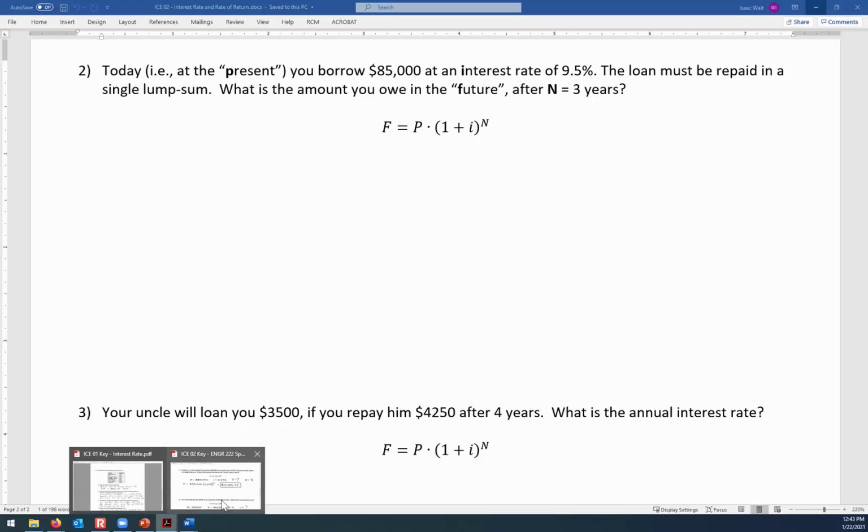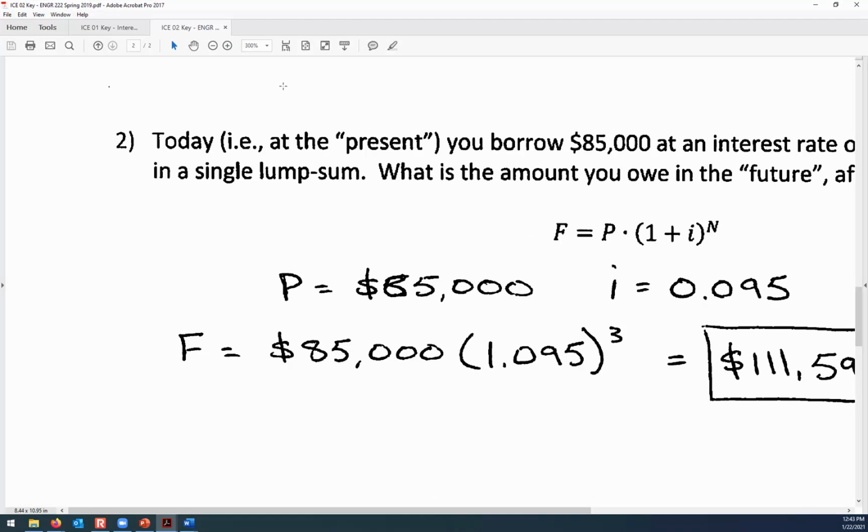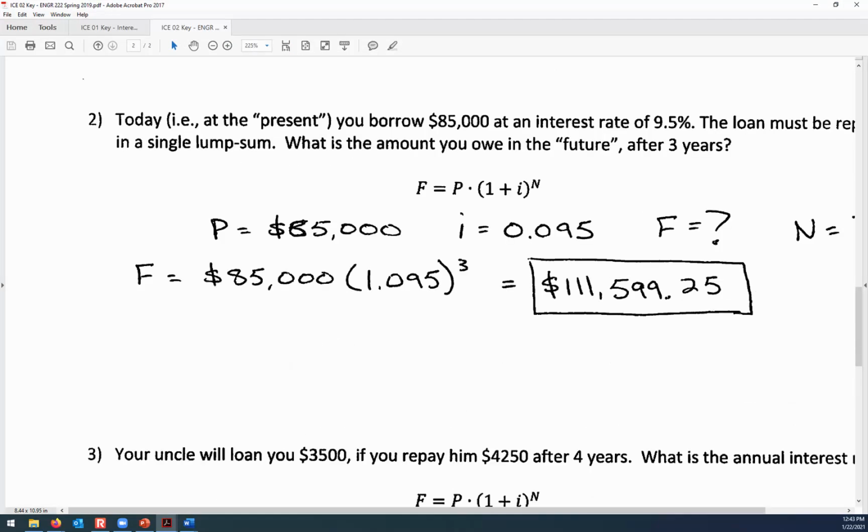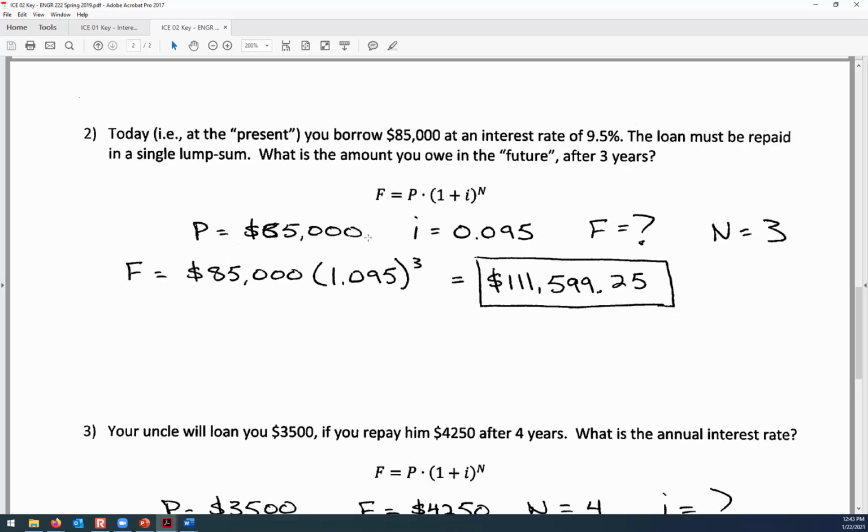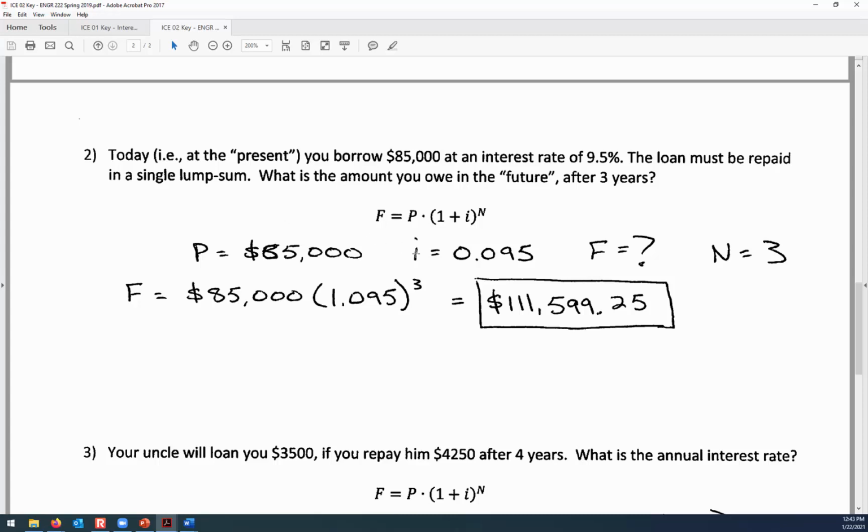All right. So I hope you were able to work through that with your classmates. You can see the interest rate has been changed to 0.095. We have n equals 3. So substituting that all into the given formula, we find that the future amount, the amount that you owe after the $85,000 has this compounding interest effect, is going to be $111,599.25.